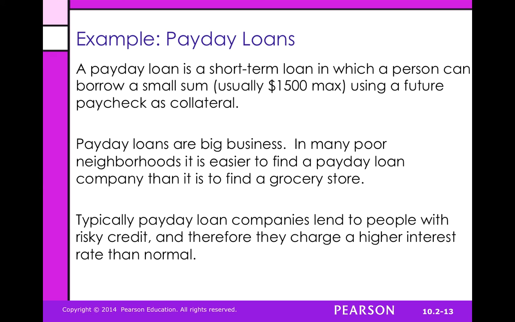So a payday loan is a short-term loan in which a person can borrow a small sum, usually up to $1,500, using a future paycheck as collateral. So you walk into the store, you show them a paycheck from your work, to show how much money you have, and you're promising them that, hey, I'll get this amount later, and so I can come in and pay you back. Payday loans are a big business, particularly amongst poor people. So they are controversial organizations because they are seen to prey on poor people. It is alleged that they are preying on poor people. And in many poor neighborhoods, it's actually easier to find a payday loan company than it is to find a grocery store.